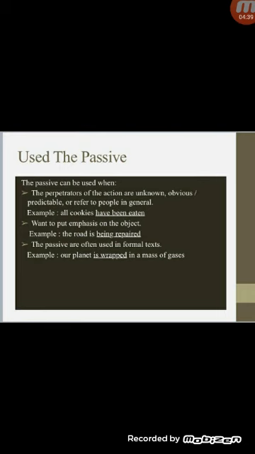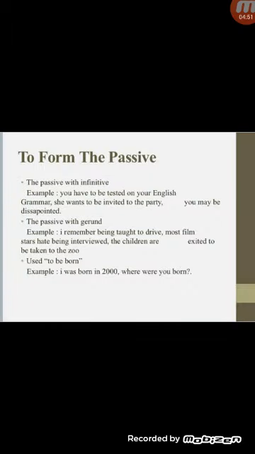Next, the passive is often used in formal text. Example: our planet is wrapped in a mass of gases. Next, the form of the passive. The passive with infinitive. Example, you have to be tested on your English grammar. She wants to be invited to the party. You may be disappointed. The passive with gerund.